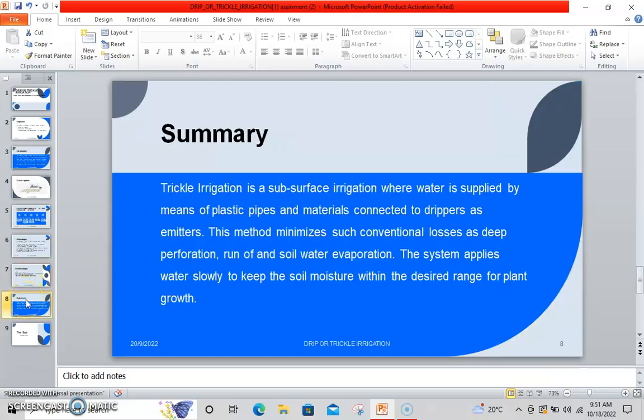In summary, trickle irrigation is a subsurface irrigation where water is supplied by means of plastic pipes and materials connected to drippers as emitters. This method minimizes such conventional losses as deep percolation, runoff, and soil water evaporation. The system applies water slowly to keep the soil moisture within the desired range for plant growth.